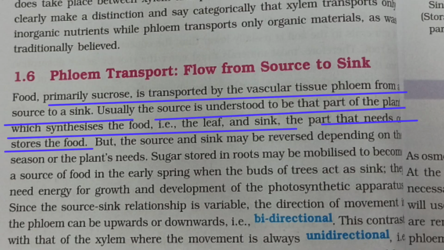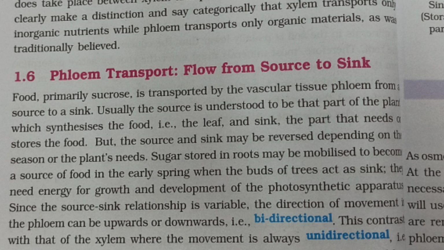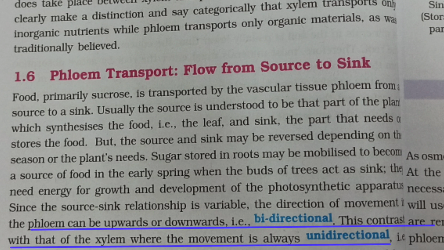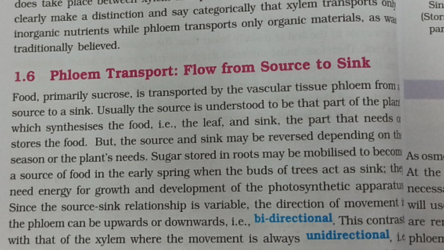Phloem transport: flow from source to sink. Here, sucrose is transported by the vascular tissue phloem from a source to a sink. The source is understood to be that part of the plant which synthesizes the food, the leaf. The sink is the part that needs or stores the food. Here, the sink may be reached by bidirectional or unidirectional movement, in the phloem or the xylem. The phloem is bidirectional, upwards or downwards, and the xylem is unidirectional, upwards only.